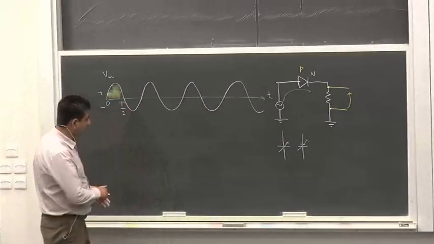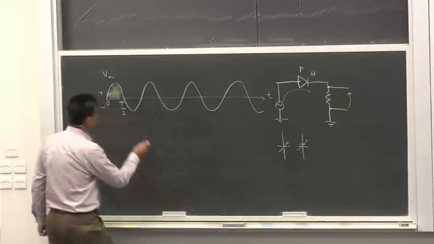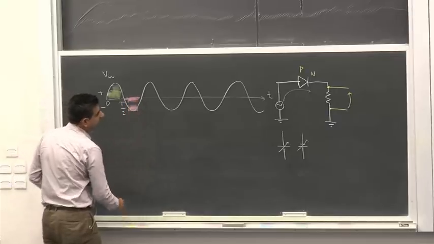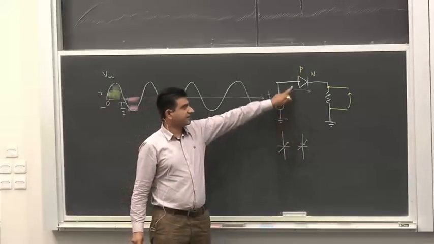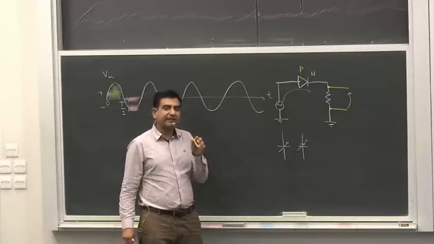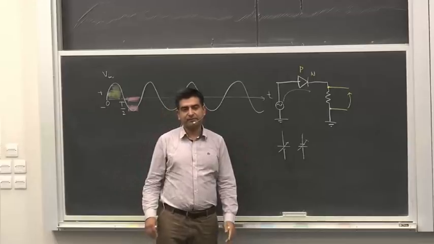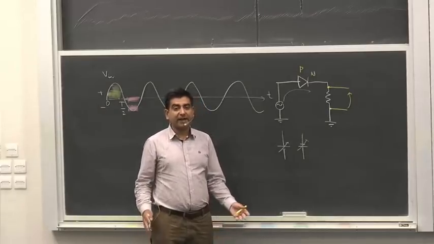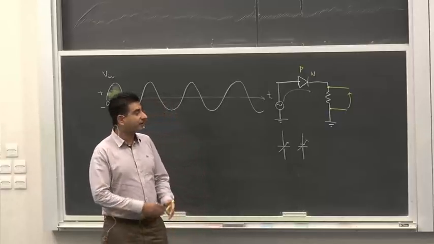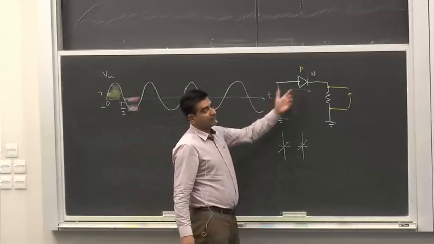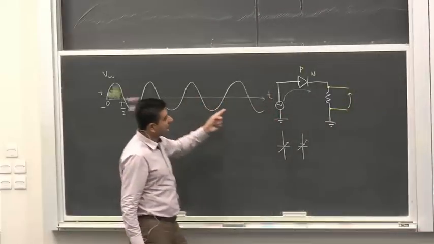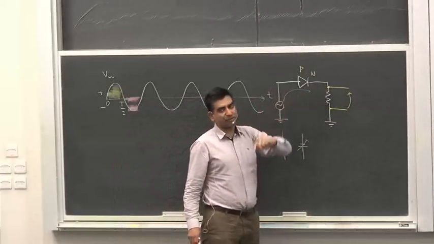However, in the other half of the cycle, which I'm going to represent by pink inside this diagram, in this part of the cycle, the negative terminal of the battery is connected to the positive P terminal of the diode. And in that half of the time period, the diode does not conduct, it's shut off. So the current will not flow through the diode in this half of the cycle. And when the current doesn't flow, there is no voltage drop across this resistor.